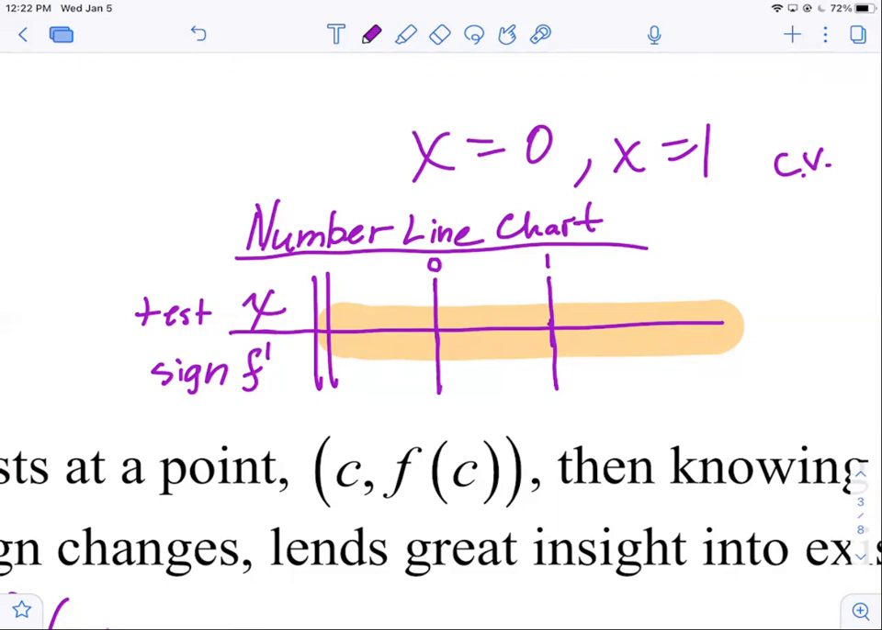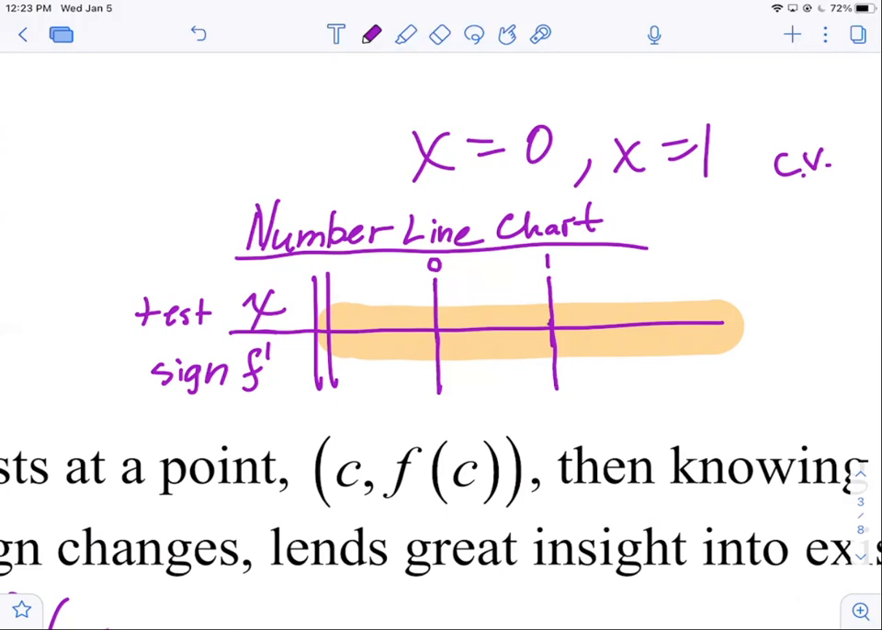So here's why the theorem is so important. The function can only change from increasing to decreasing or vice versa at a critical value. That's it. So if I know what the sign of f prime is to the left of 0, I know if it's increasing or decreasing everywhere to the left of 0. Same thing between 0 and 1, same thing to the right of 1.